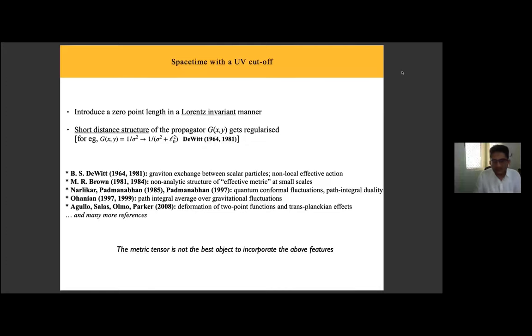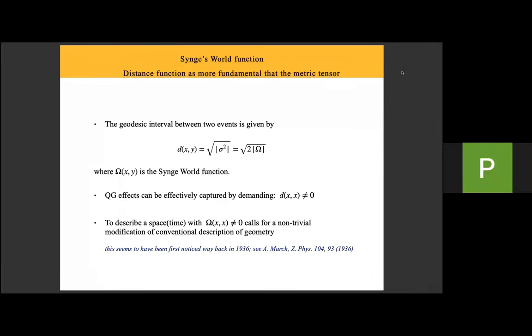Okay. And as I indicate at the bottom of the slide, the metric tensor, it turns out, is not the best object to incorporate these features. For one, of course, if you have a metric tensor, you measure distances using that. In the coincidence limit, you will not have any zero point length. It requires you to tinker with the metric properties of your space-time. So it's much better to use the geodesic interval between two events. And this is formally characterized by an object called the world function. That's just a name given to it.